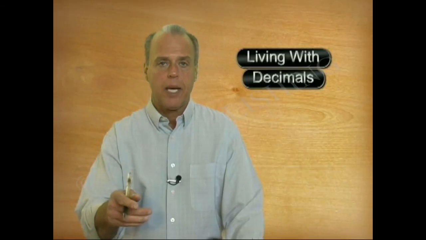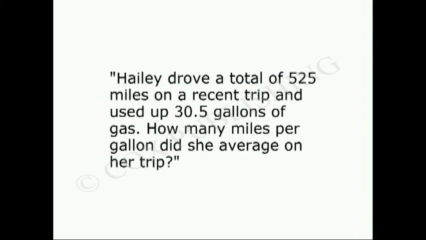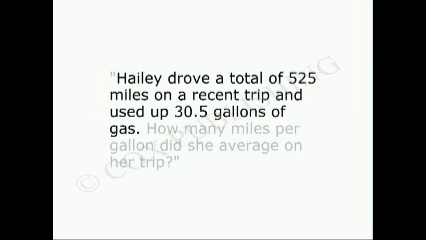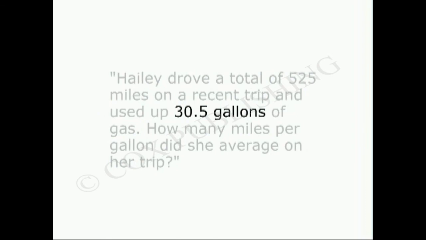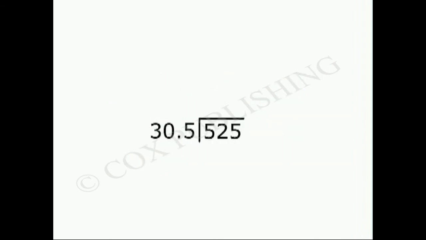Another problem that sometimes confuses people is miles per gallon types of problems. For example, Haley drove a total of 525 miles on a recent trip and she used up 30 5/10 gallons of gas. How many miles per gallon did she average on her trip? Here they gave us the information for 30 5/10 gallons of gas and asked us the question for 1 gallon of gas. Remember, per means 1. That means we have to divide by the number that changed from many to 1, which is the 30 5/10.